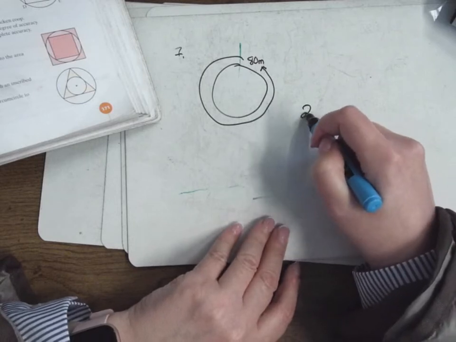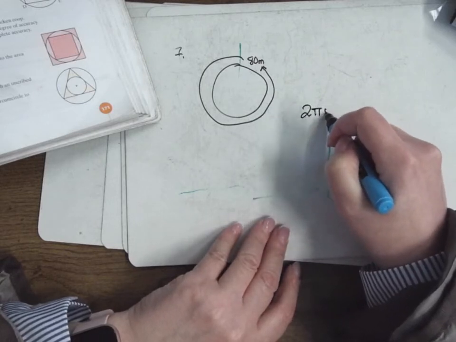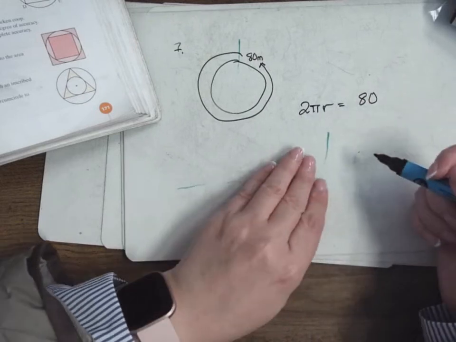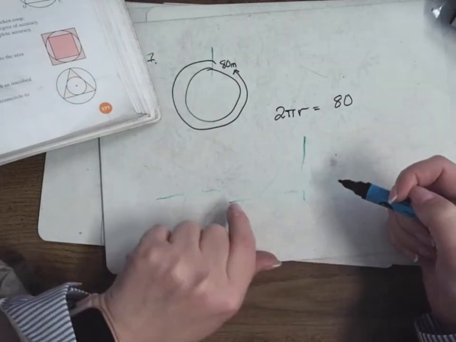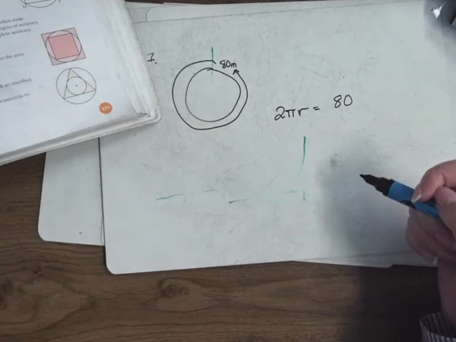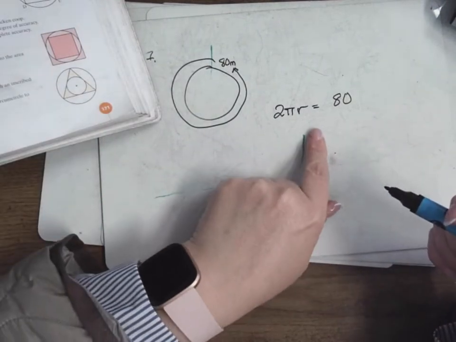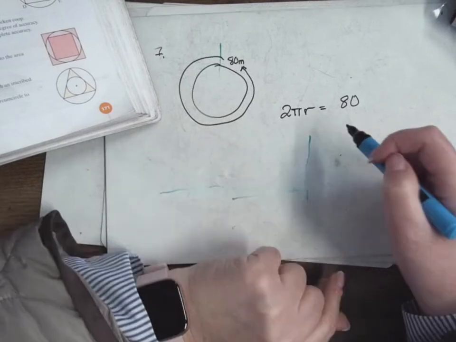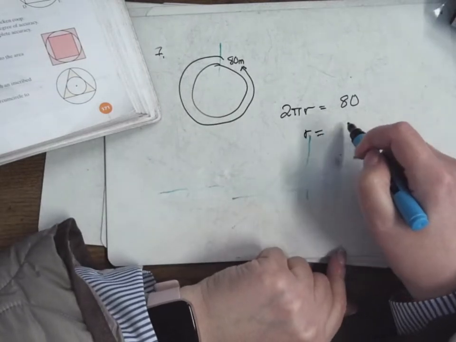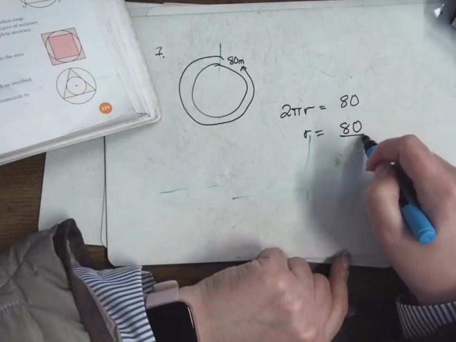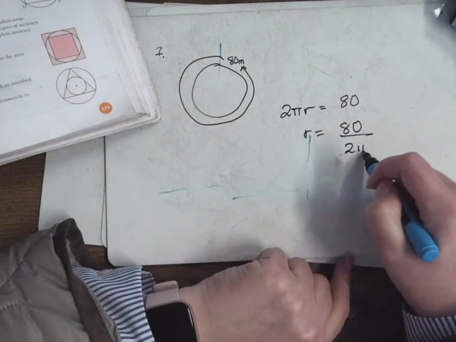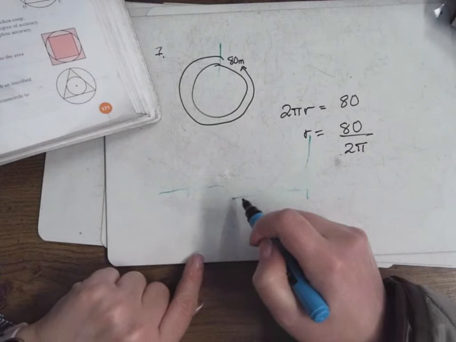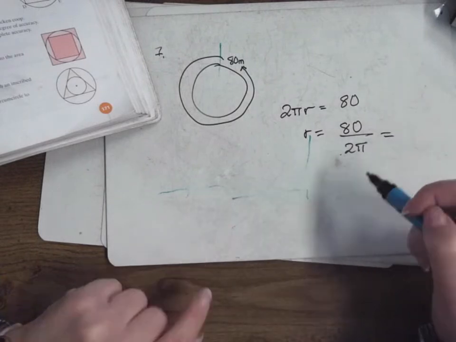So you know 2 pi r is the length. So 2 pi r is equal to 80. 2 pi r is the formula for the circumference of a circle, and you want the circumference of that circle to be 80. So then r is equal to 80 divided by 2 pi. Is that okay? Then you can turn that into a decimal if you want.